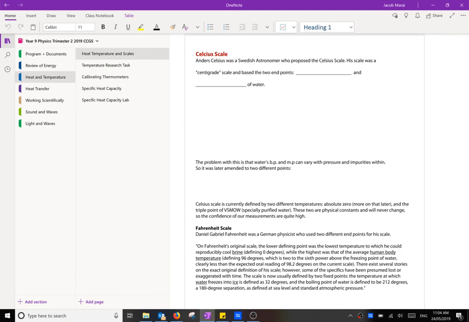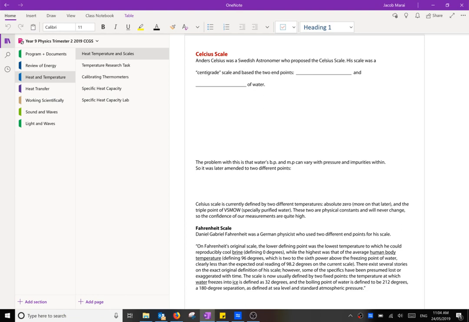First off, this should all be familiar to you because this was the homework. The Celsius scale was named after Anders Celsius. His scale was a centigrade. What does centigrade mean? Someone tell me. Centigrade. It's in the word centi. 100, a scale of 100, 100 equal divisions.